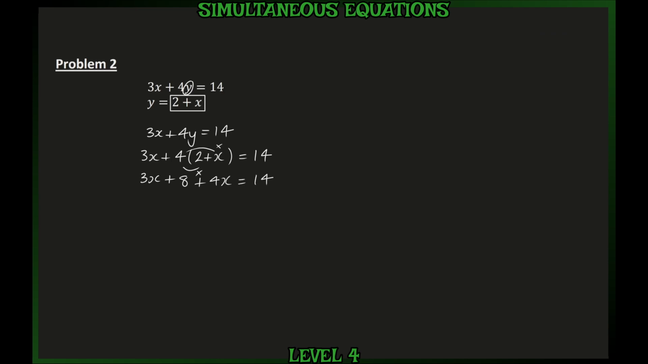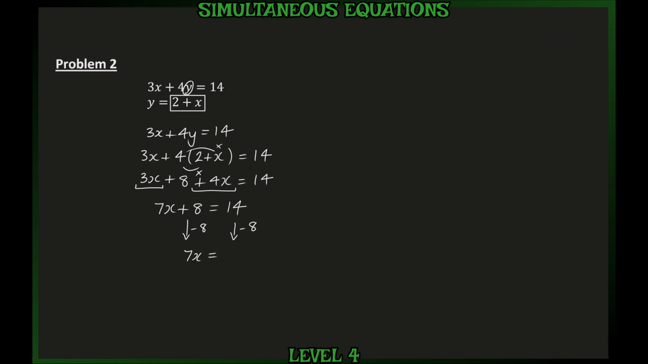And on the left, we can now collect together the like terms. So we have 3x plus 4x, which gives us 7x. So the left becomes 7x plus 8 is equal to 14. We can continue solving by removing the plus 8 from the left, and we can do this by subtracting 8 from the left and doing the same on the right. And on the left, the plus 8 and the minus 8 cancel out to leave us with 7x.